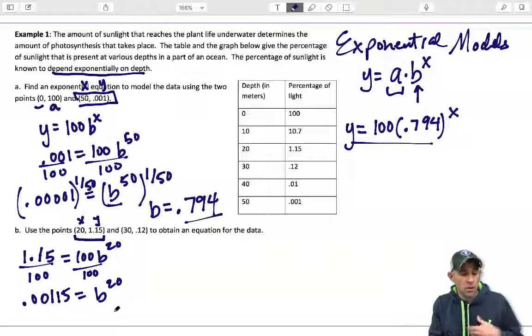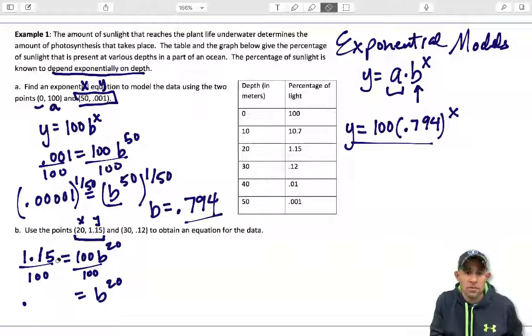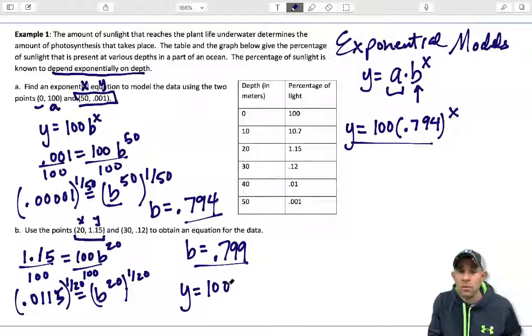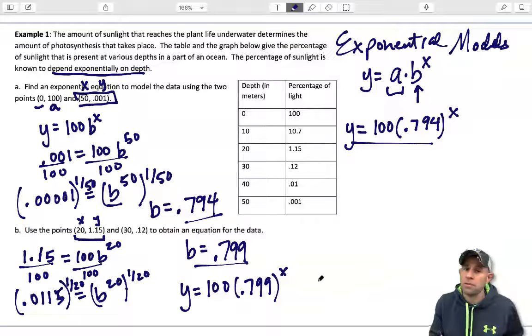Now to undo our 20th power, let me just check my math here. I again have too many zeros in there, so we have to change that. It should be 0.0115. And now we've got to raise that to the 1/20th power, doing the same thing to the other side. This is going to give us a decay rate of 0.799. So it's slightly different than the one we calculated at first. But our equation here becomes y equals 100 times our growth factor of 0.799 to the x power.